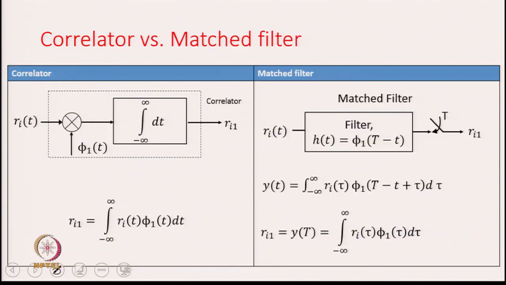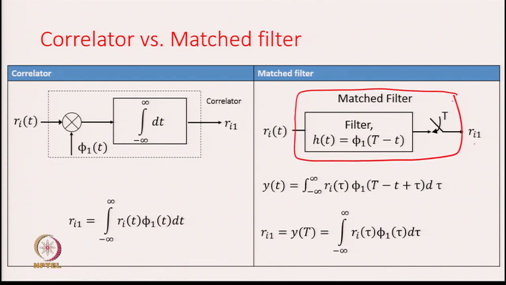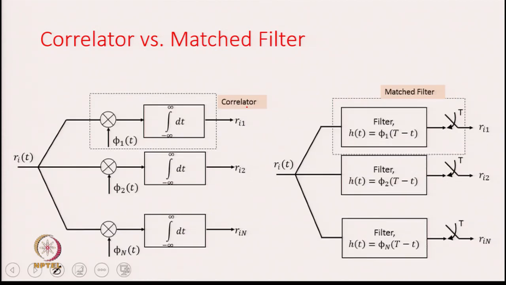So, what we have got is that this system has the same output as this system, and hence the matched filter gives me exactly what a correlator gives. Matched filter is theoretically the same thing as the correlator. Let us now substitute these systems in the full blown receiver.